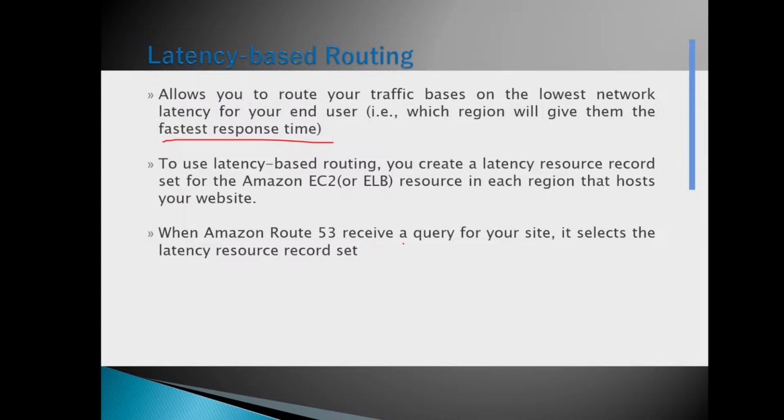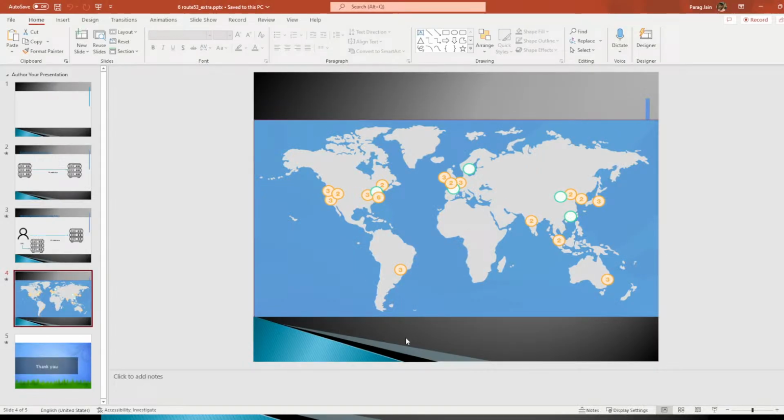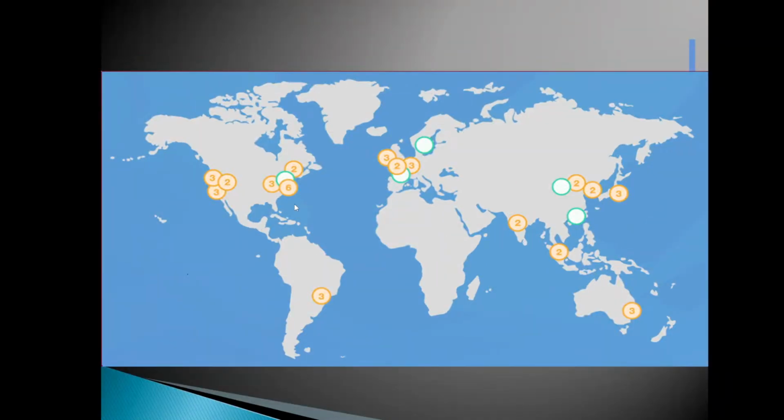When Route 53 receives a query for your website, it selects the latency resource record set for the region that gives the user the lowest latency. Route 53 then responds with the value associated with that record. So how does it work? Let me open one diagram. Let's assume that you have three servers. One server is in this location, one is in this location, and the third is in this location. We have three EC2 machines in different regions.